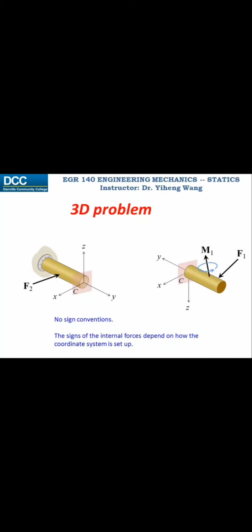Keep in mind that for 3D problems, there are no sign conventions like the ones we have for 2D problems. Therefore, the signs for the internal reactions will depend on how you set up your coordinate system. Let's say we choose the left segment, and these are the 6 internal reactions, and we can solve all of them by applying the 6 rigid body equations.